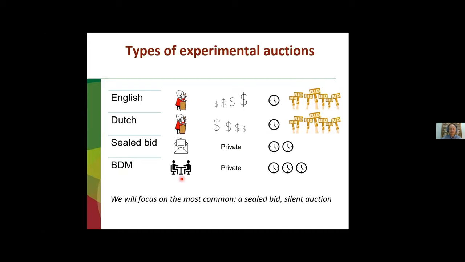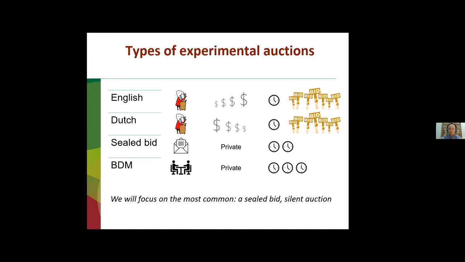So you have one auctioneer interviewing one farmer at a time, showing them the seeds and making them bid. They explain that people are bidding against each other, but those people never meet each other. It's done completely in private. So that one takes quite a bit longer to set up, but the big advantage is that you can do it one-on-one.